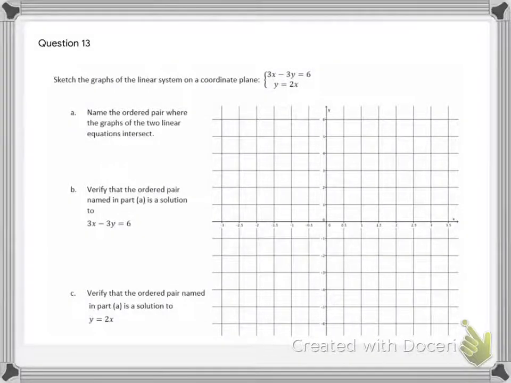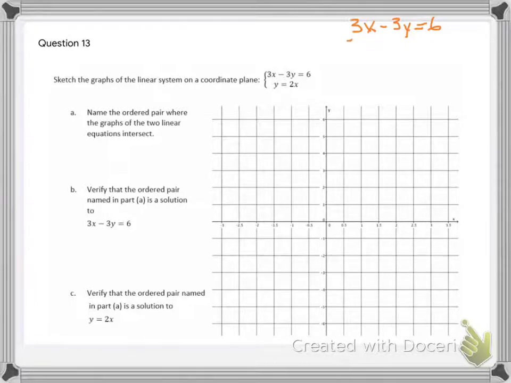Question 13. Sketch the graphs of the linear system on the coordinate plane. And then we're going to check to see if our intersection is the correct answer. All right, so let's start by changing this first equation, 3x minus 3y is equal to 6, into slope-intercept form.